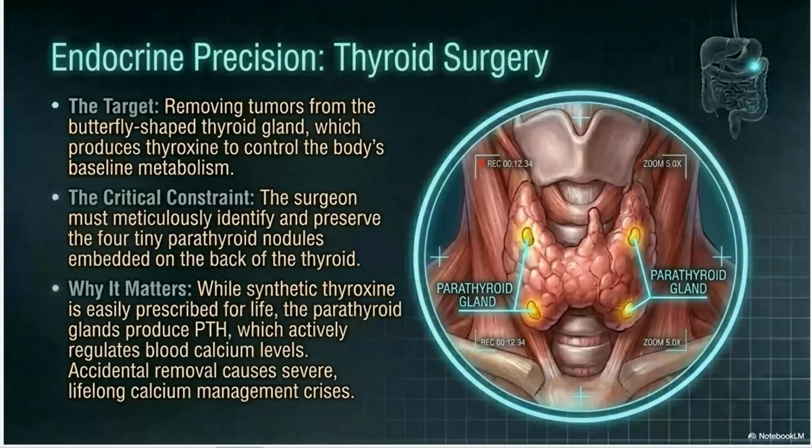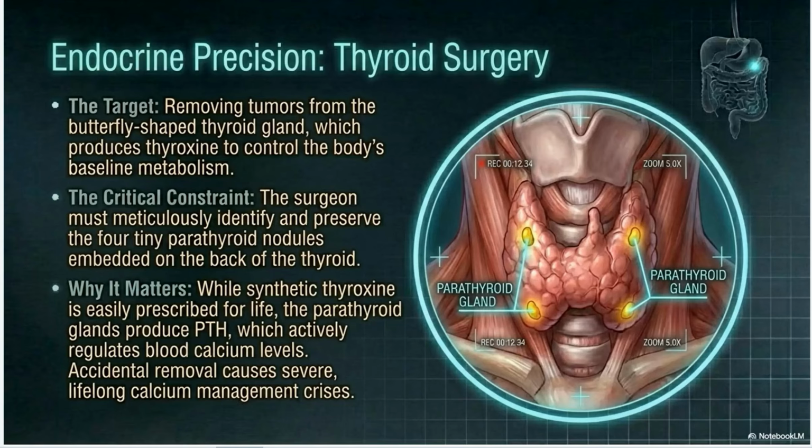Thyroid surgery. This slide introduces thyroid surgery, also known as thyroidectomy, which involves removing part or all of the thyroid gland. The thyroid is a butterfly-shaped gland located in the front of the neck and plays a crucial role in regulating metabolism. The thyroid produces hormones that control how quickly the body uses energy, produces heat, and regulates many metabolic processes. Disorders of the thyroid may include tumors, hyperthyroidism, or enlargement of the gland known as a goiter.